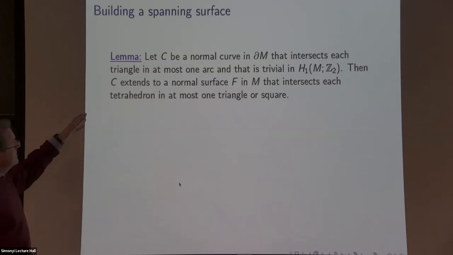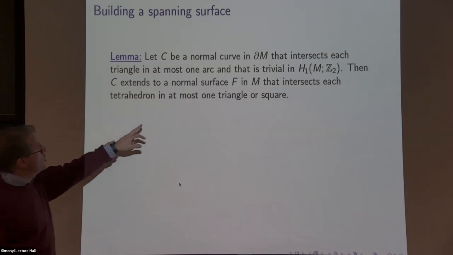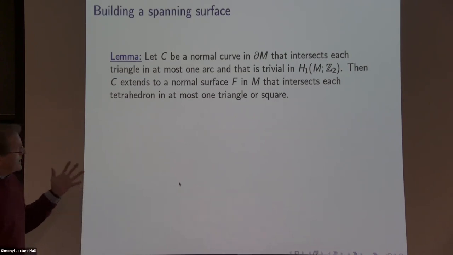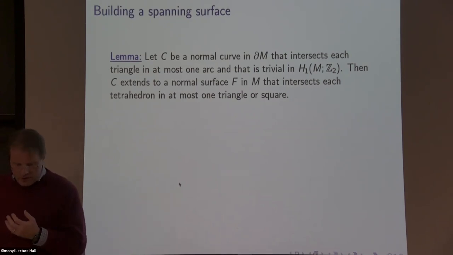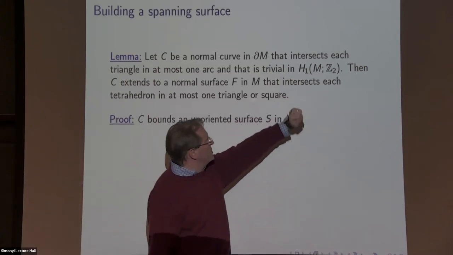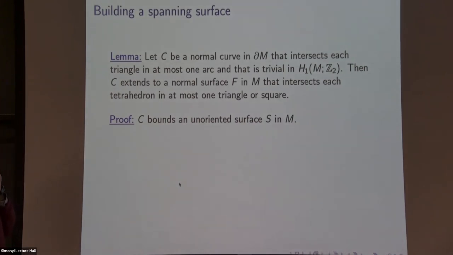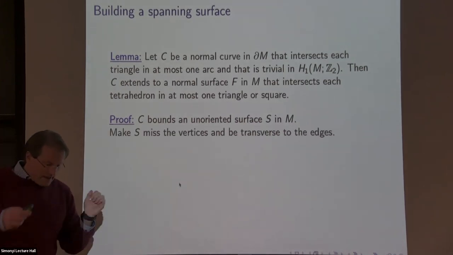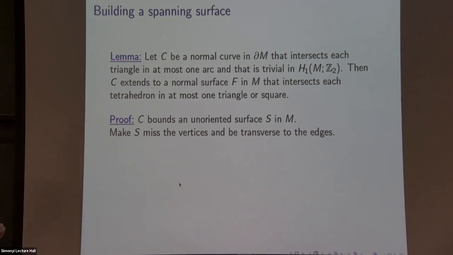So then this says that you can actually extend this to a normal surface F in M that intersects each tetrahedron in at most one triangle or square. So what we're doing is we're building a spanning surface for our knot, which is normal, and indeed has very controlled intersection with each tetrahedron. Okay, well, C bounds an unoriented surface in M. It's homologically trivial with mod 2 coefficients, so it bounds a surface. So you take that surface and you wiggle it a bit so that it misses the vertices of the triangulation and intersects the edges transversely.